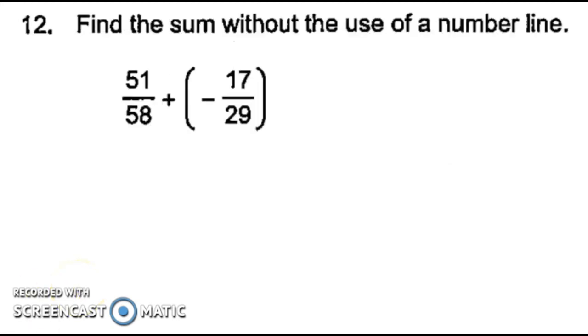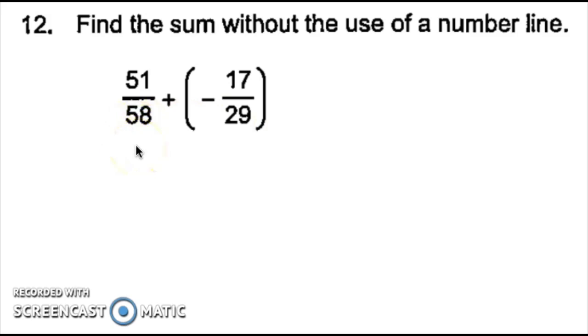Number 12, it is asking you to find the sum without the use of a number line. So basically, we're just going to be adding or subtracting the fractions. So we have 51 over 58 plus a negative 17 over 29. So we've got to make the denominators the same.